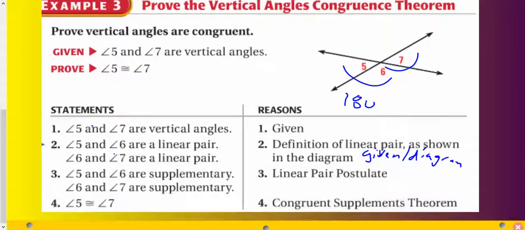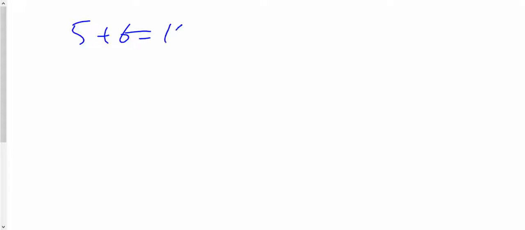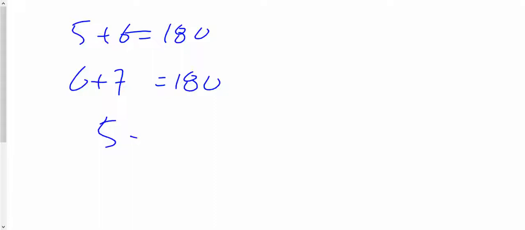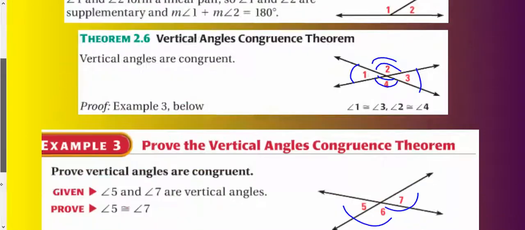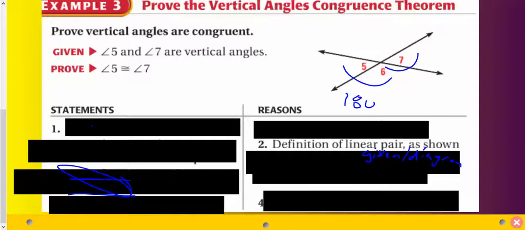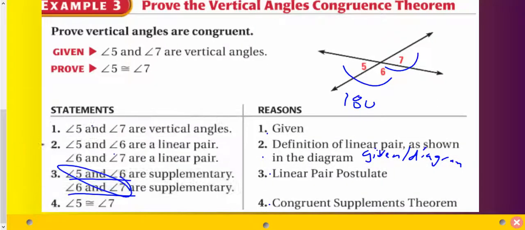Okay, so since 5 and 6 are supplementary, 6 and 7 are supplementary, it makes 5 and 7 the same. What I was gonna do is I was gonna say 5 plus 6 equals 180, and then 6 plus 7 equals 180, and then 5 plus 6 equals 6 plus 7. Subtract the 6 and I'm left with 5 equals 7. So that's what I was gonna do, which takes a lot of time. This is much quicker. So there you go. I'm glad I remembered that.